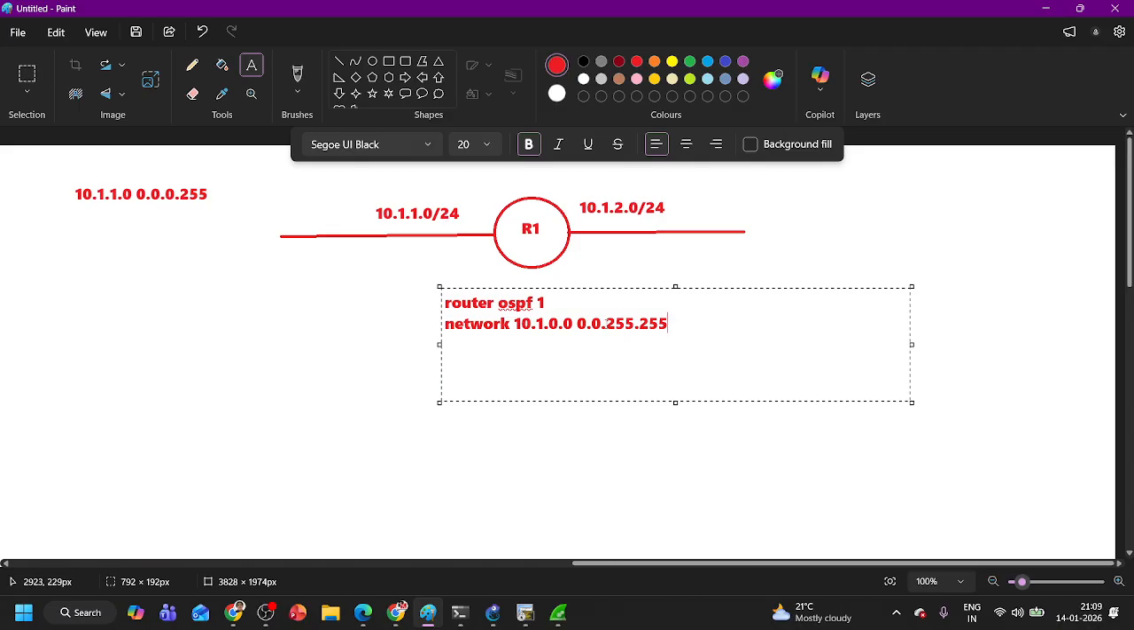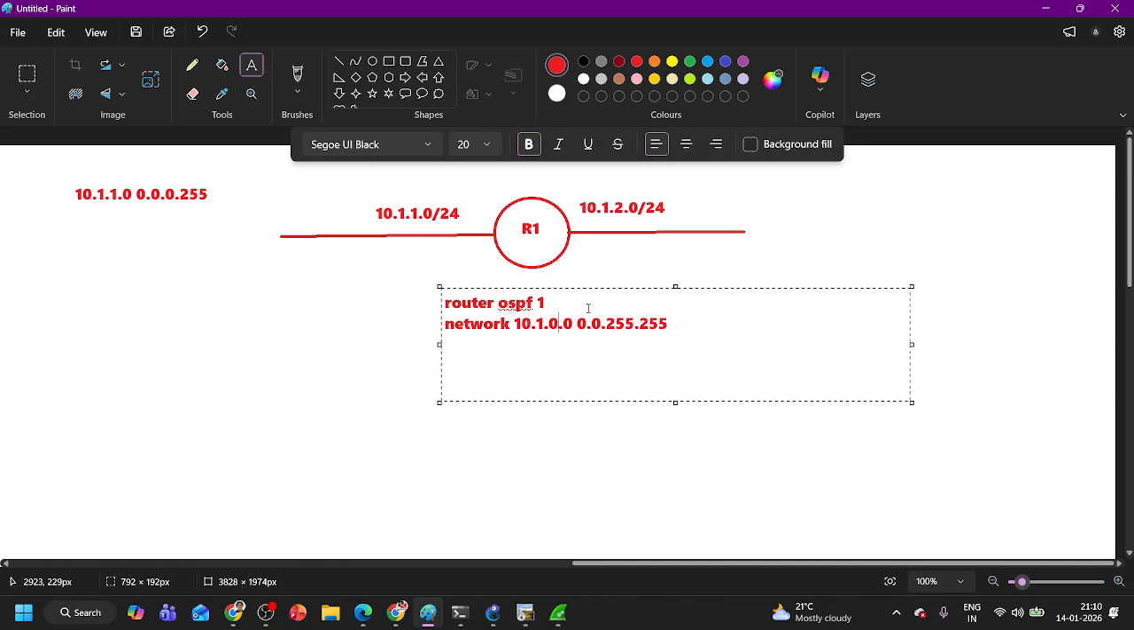Why? Because this wildcard mask is telling to match 16 bits, right? Means first octet value and second octet value. In the first octet the value is 10, in the second octet the value is 1. Then enable OSPF. The values in the last two octets don't matter. So through wildcard mask we are defining how many bits must match.